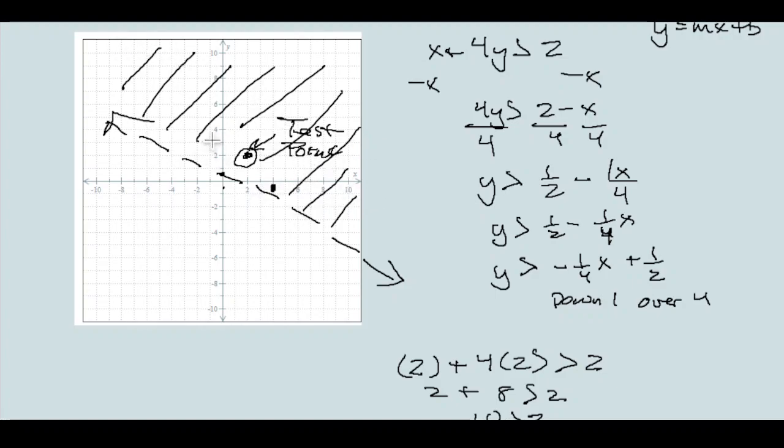So you shade the side that has points that work, right? And so if you put a test point in and it works, then you're shading that side. If you put a test point in and it fails, it's not true, then you would shade the other side. Because one of the sides has to be right. So that's kind of how these work, guys.